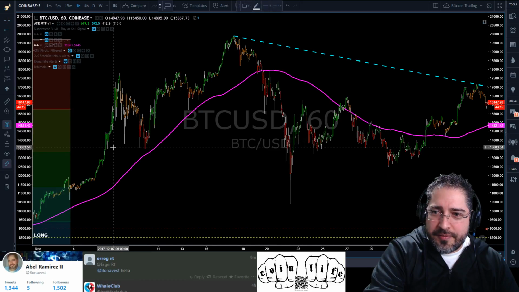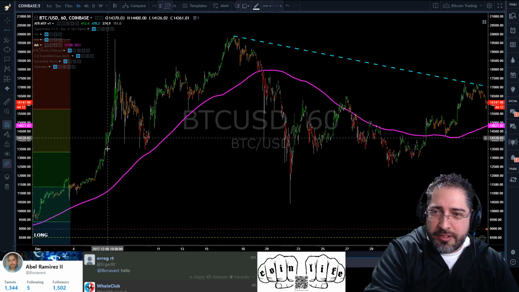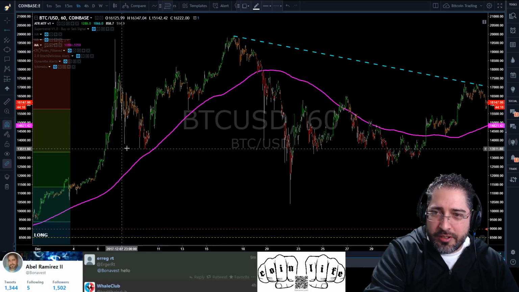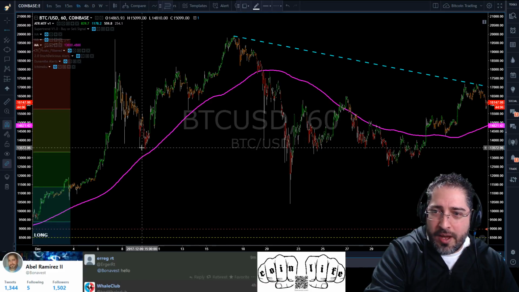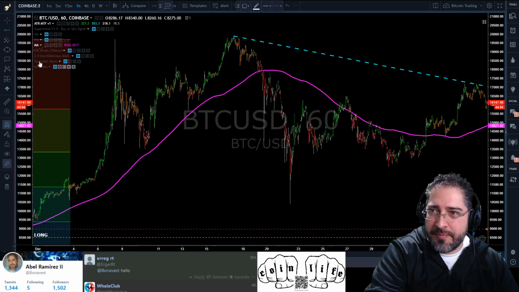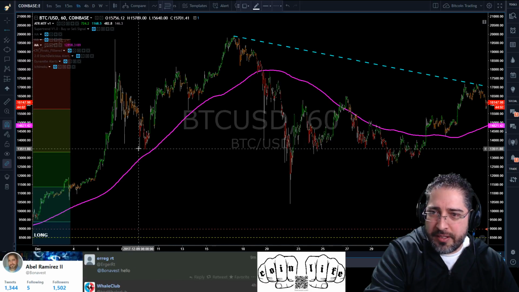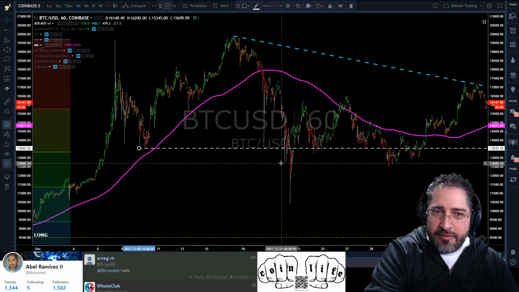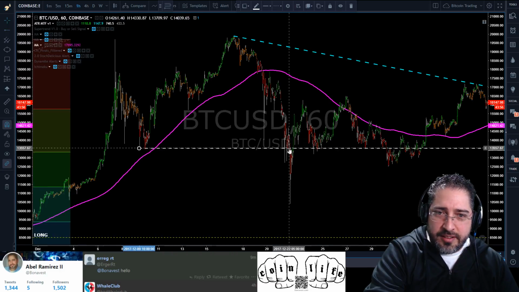All you have to do on the horizontal ray is pick a point in time where it looks like it bounced. So see how back here it literally hit twice right at this price level and bounced up. So I use that horizontal ray, pick that point, and click one time. And now if you look in the future, you notice that this particular line has been important.